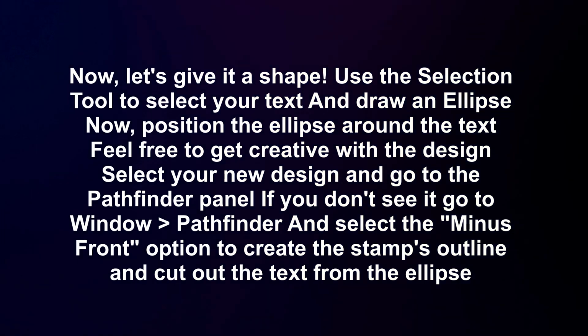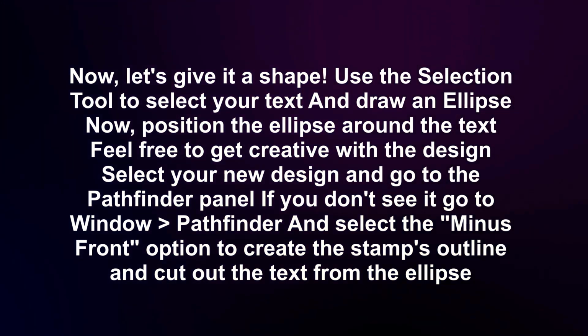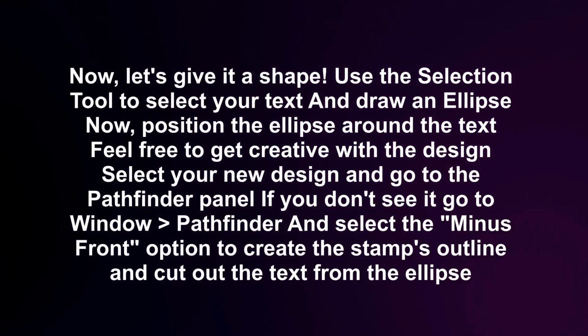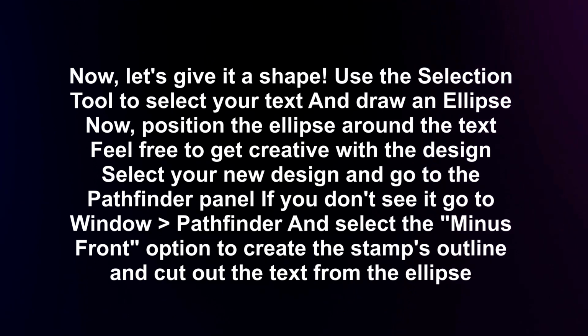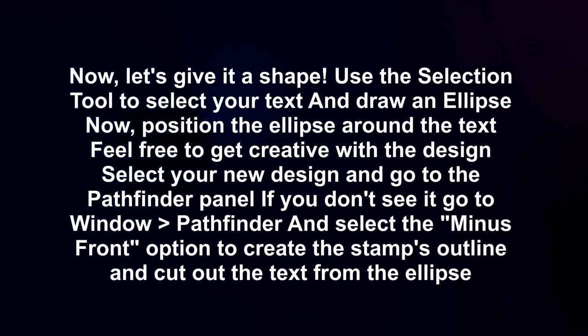Select your new design and go to the Pathfinder panel. If you don't see it, go to Window > Pathfinder and select the Minus Front option to create the stamp's outline and cut out the text from the ellipse.